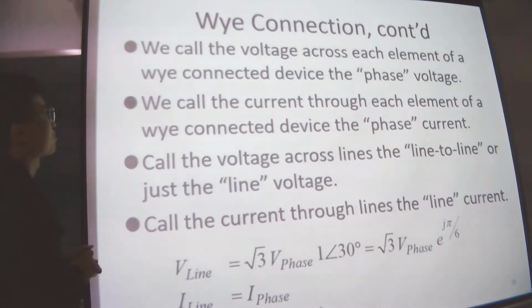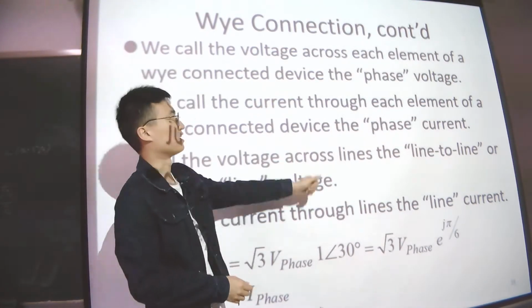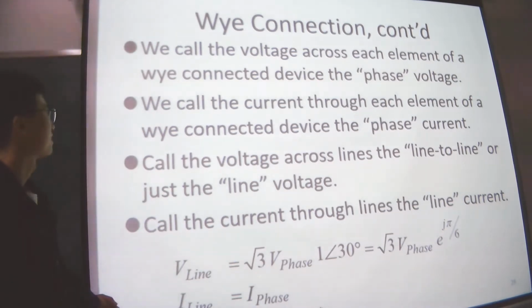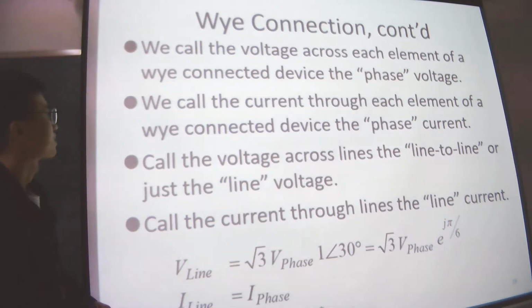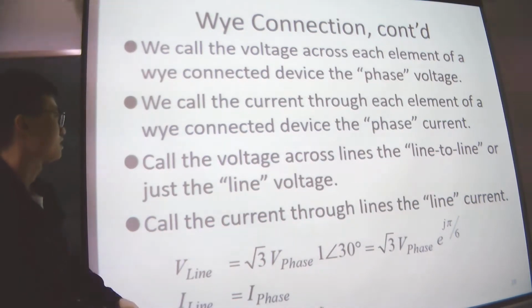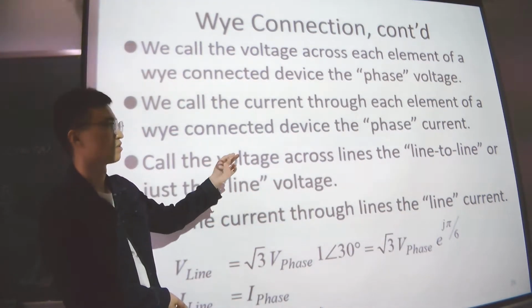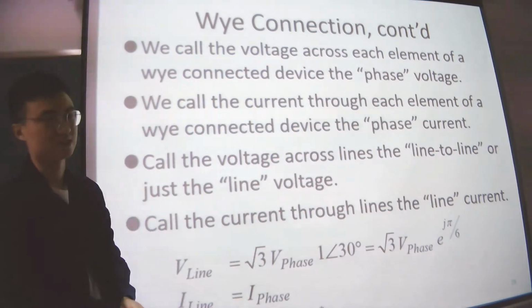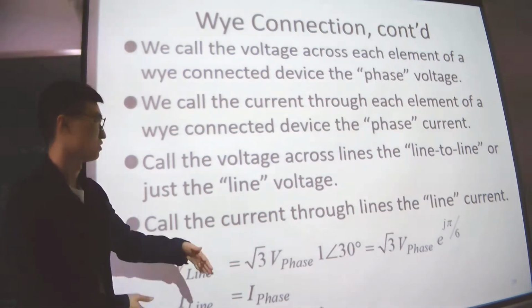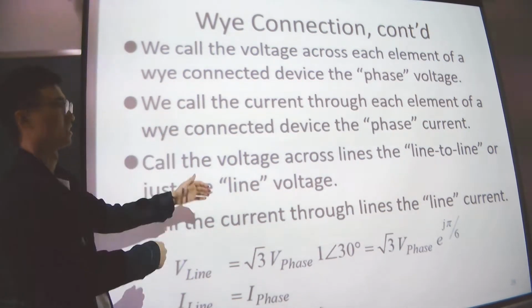So this is why, for each element of the wye connection, we have the phase voltage. The device can be the source or the node. Phase current, phase voltage, the line... The line voltage is also called the line-to-line voltage, which is much easier and more specific: the voltage between the line and the line, right?